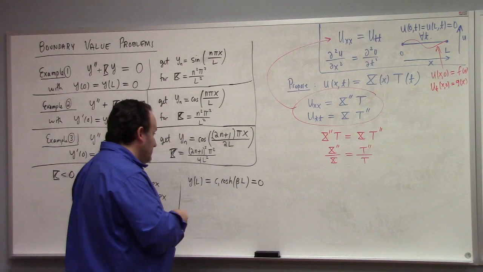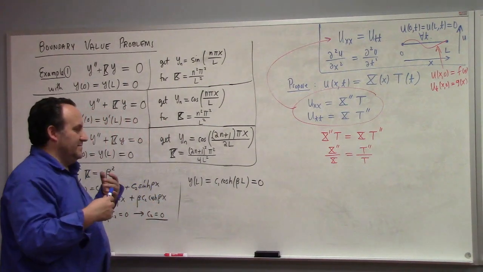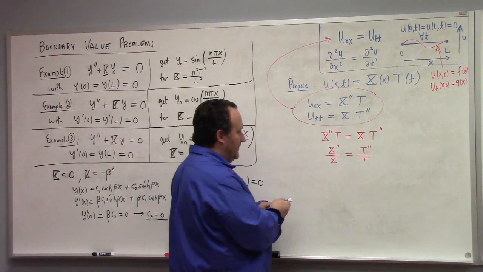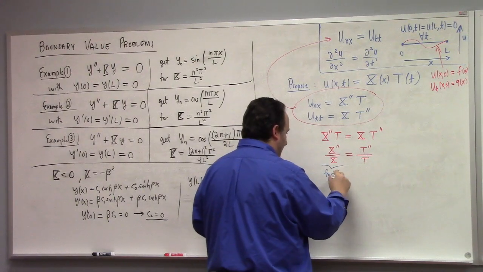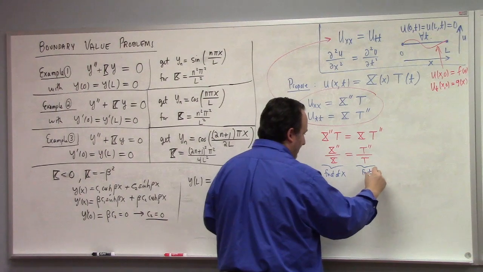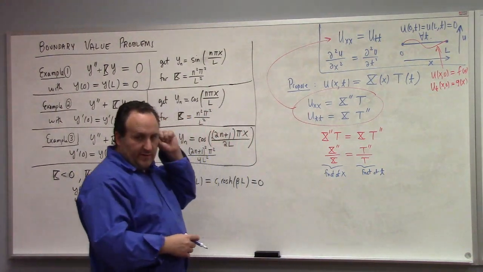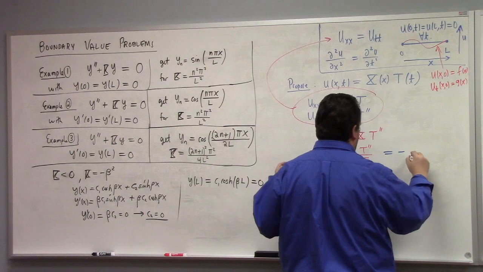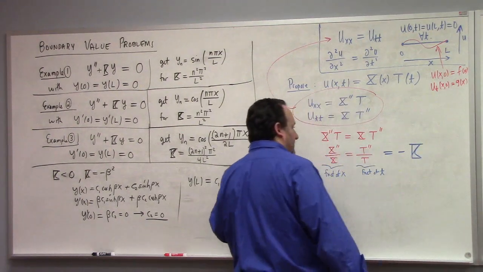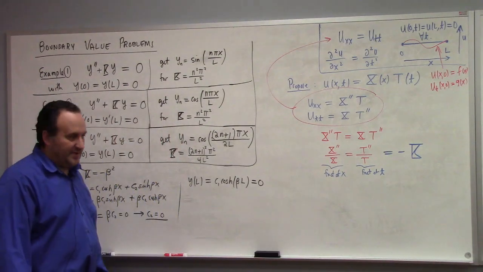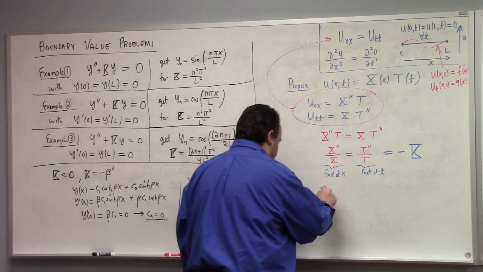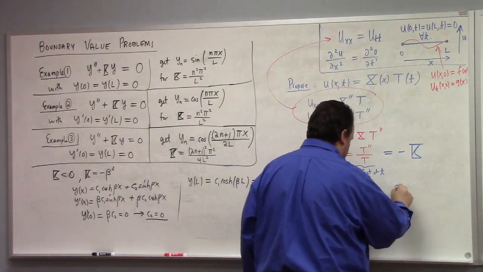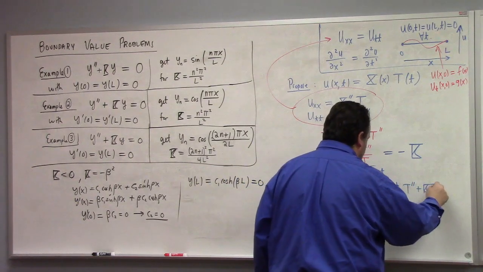Now what we say is, well, this is a function of little x alone, and this is a function of t. So the only way that could be is if they're both equal to some constant, which I'm going to call minus big K for my own self-serving purposes. The reason I'm going to call that minus big K is because now we're up against X prime prime plus K X equal to zero, and T prime prime plus K T equal to zero.